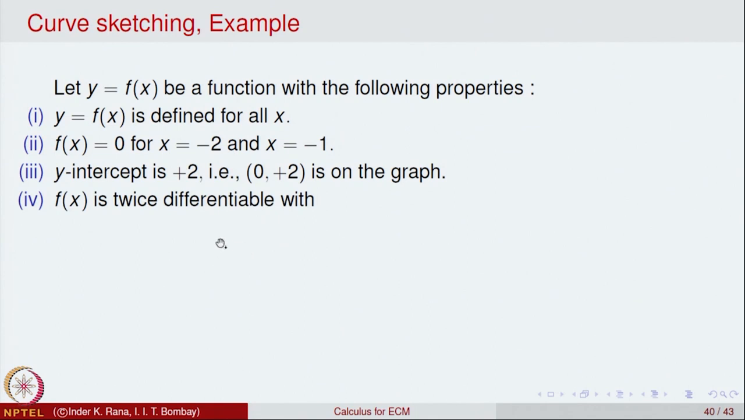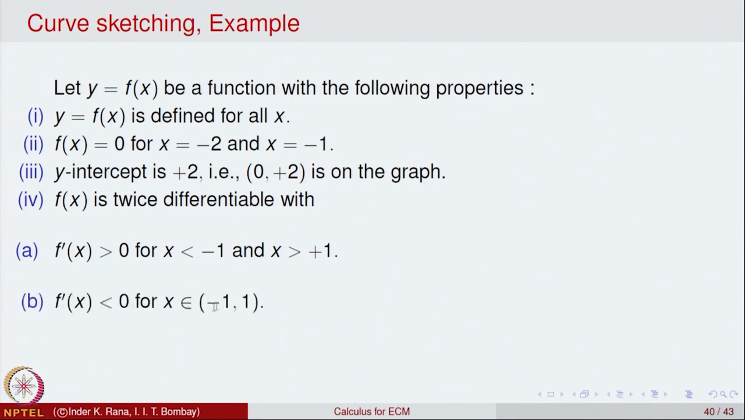f is twice differentiable with first derivative with this property: f dash of x is bigger than 0 for x less than minus 1 and for x bigger than plus 1, it is positive. That means in this portion the function is going to be increasing, and in minus 1 to 1 the derivative is less than 0, so it will be decreasing.